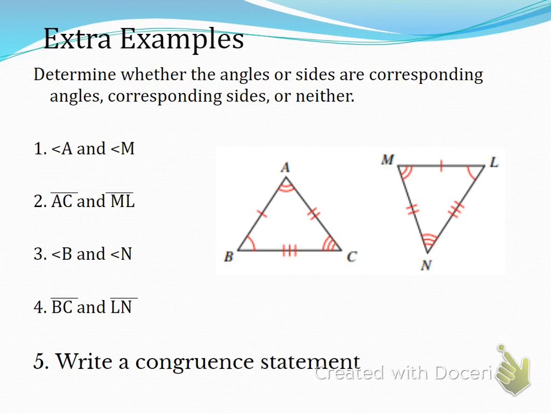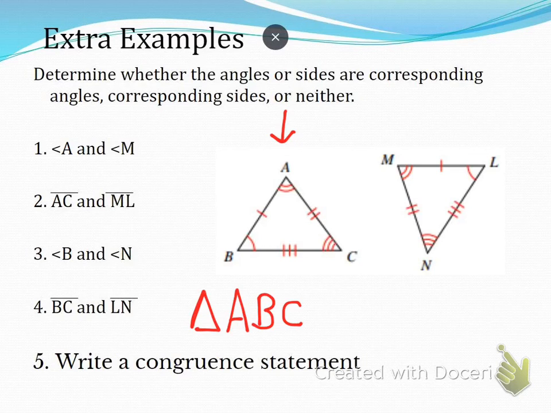Okay, it's identified by 3 letters. So what would you want to call this first triangle here? Triangle what? A, B. Yep, ABC. So this is a congruent statement. This is the answer to number 5. So triangle ABC is congruent to triangle.